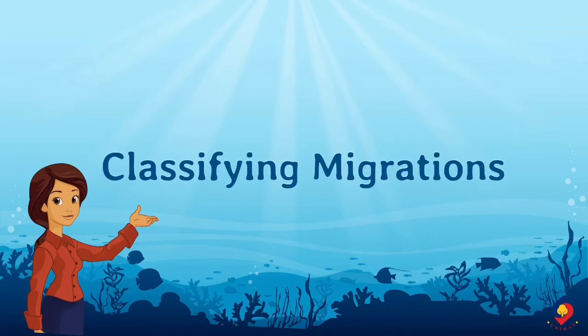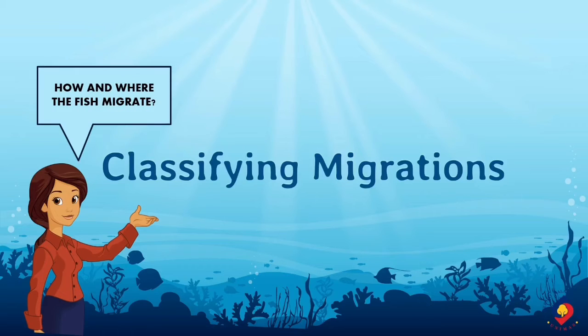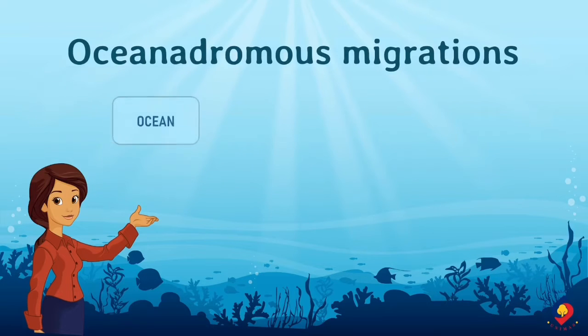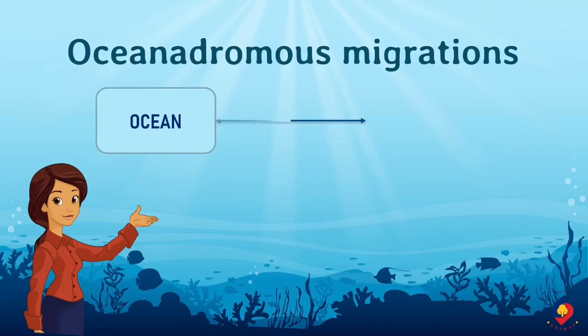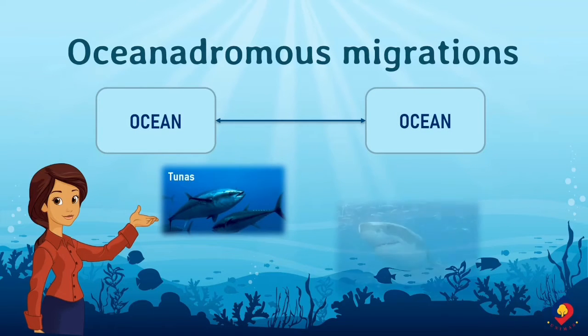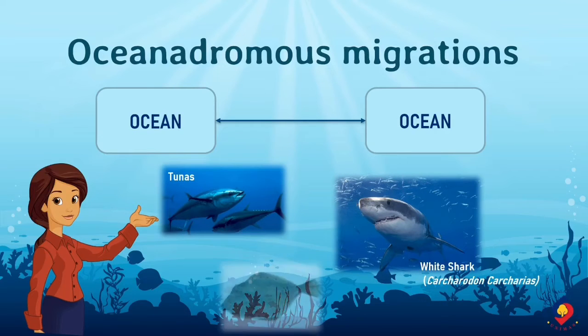There are three categories for fish migration, based on how and where the fish migrate. The first category is the oceanodromous migration, which occurs entirely within seawater, such as those performed by tuna, white shark, and plaice.